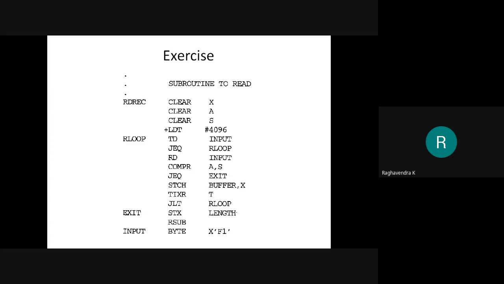The starting address I will give. The starting address is 1039. So you have 5 minutes to complete the address assignment. First, complete the address assignment. I want all of you to try.